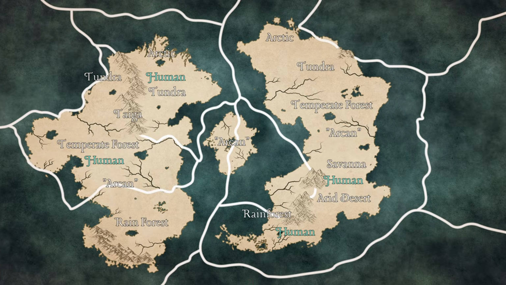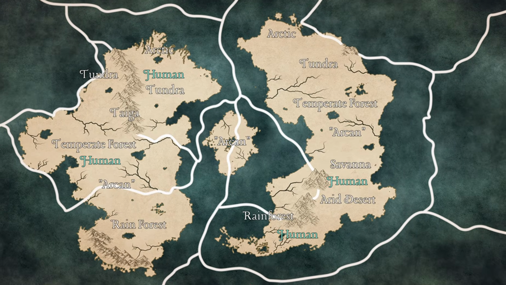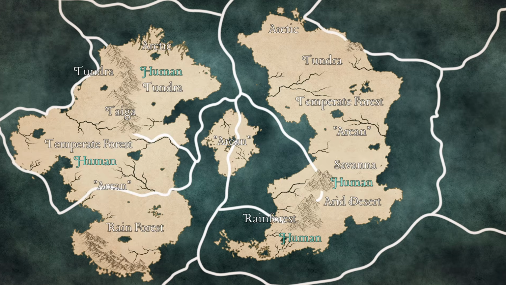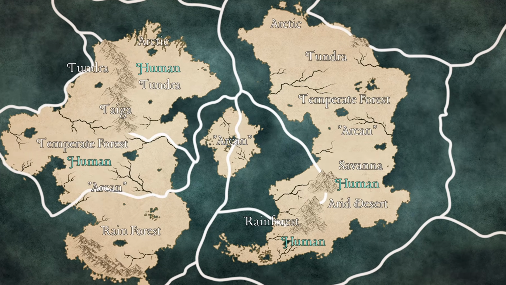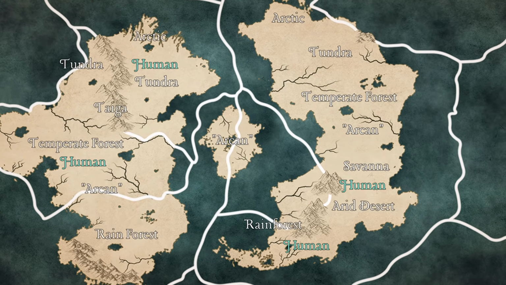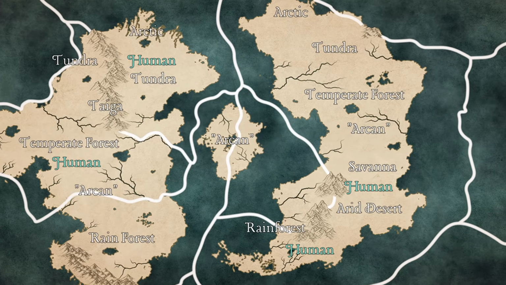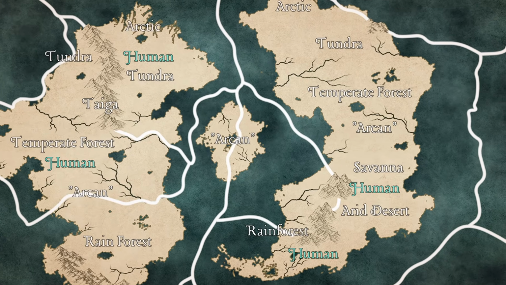In terms of where they'll be found, we'll place them in the central and northern regions of the western continent and the central and southern regions of the eastern continent. We'll use these locations and their respective biomes to help determine physical characteristics such as skin tone, and in a later episode, culture.